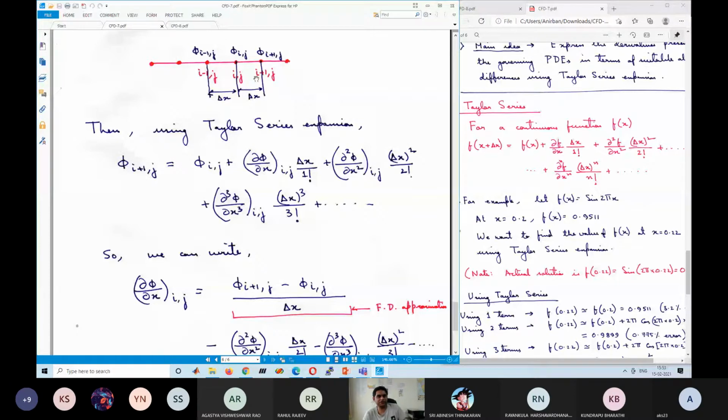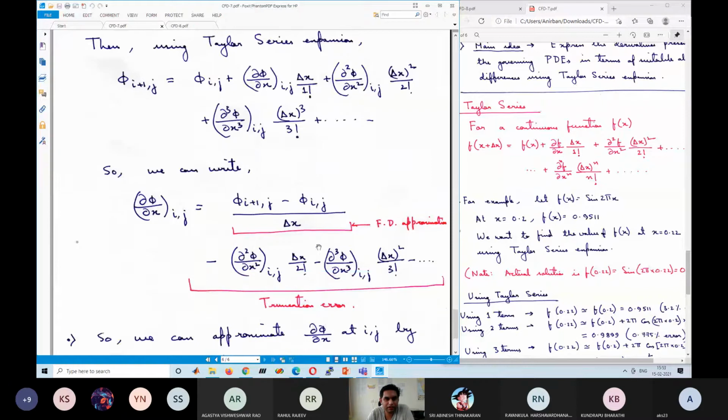This is also based on common sense. You already know that this is like a linear interpolation. Phi i plus 1 comma j minus phi ij divided by delta x gives you the derivative at this point. All the other terms, starting from the second order term up to the infinite order term, are clubbed together as truncation error because they are not taken into calculation.